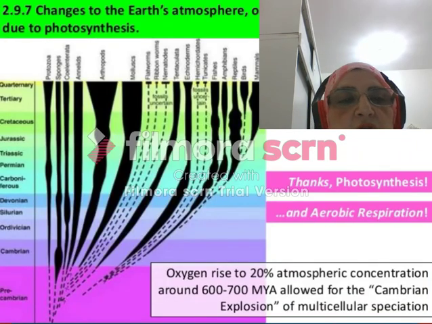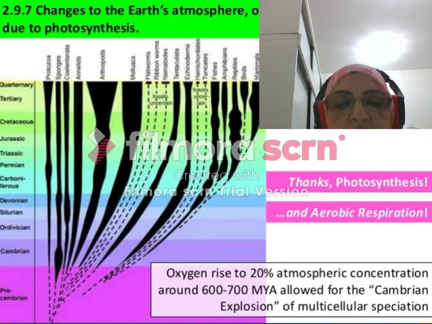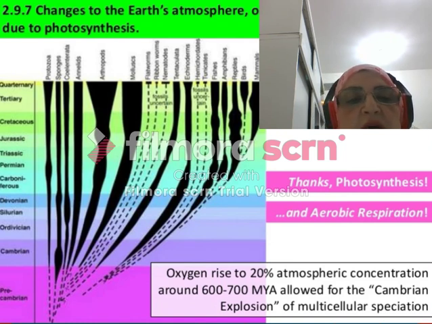These graphs show you the changes to Earth's atmosphere, oceans, and rock deposition due to photosynthesis. You can see the changes that happen in the rate of photosynthesis over time. Oxygen rose to 20% of atmospheric concentration, and this happened around 600 to 700 million years ago. This was accompanied by multicellular speciation, or the arising of millions of species of living organisms.